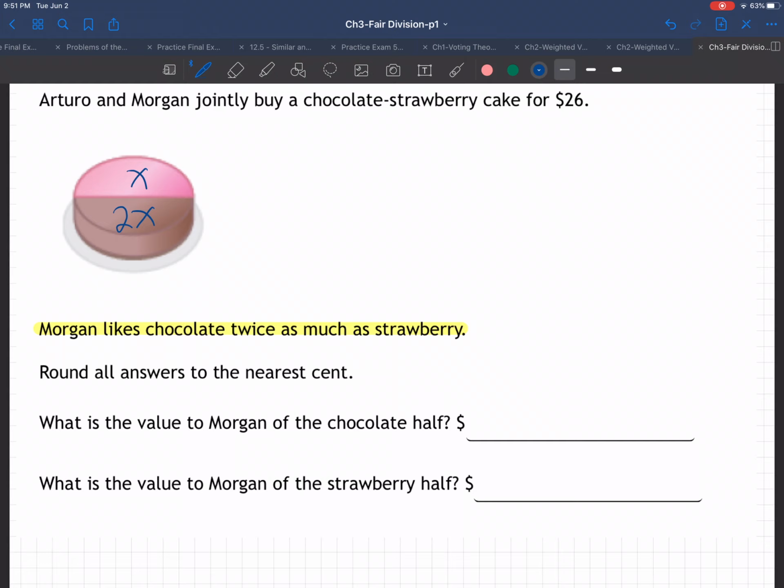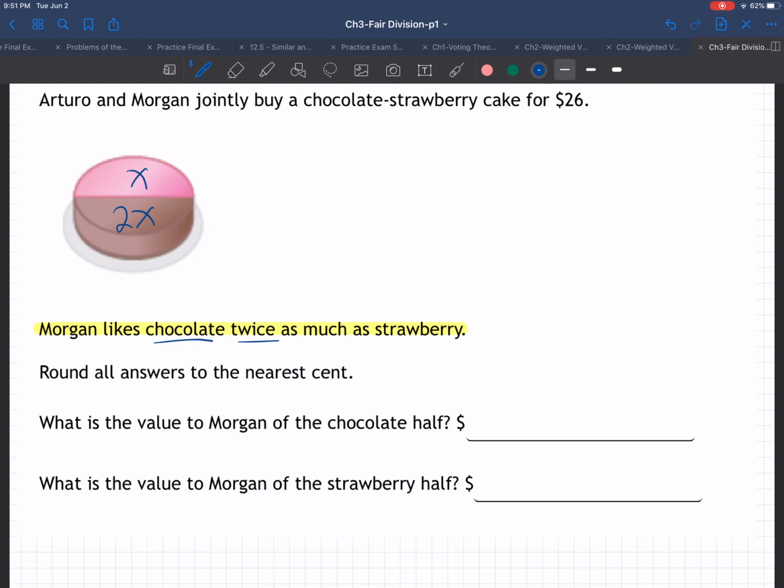If they said 3 times as much, I would do x and 3x. 4 times as much, it'd be x and 4x, etc. So the chocolate half, as far as how Morgan feels, Morgan likes the chocolate half twice as much. So x and 2x.